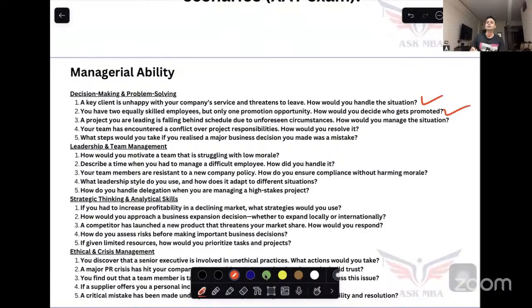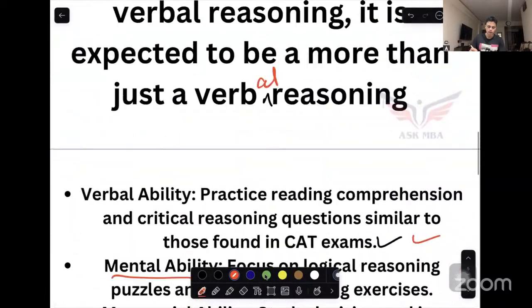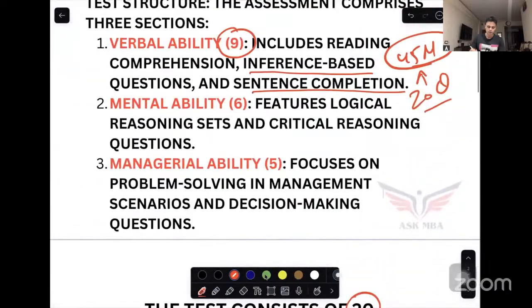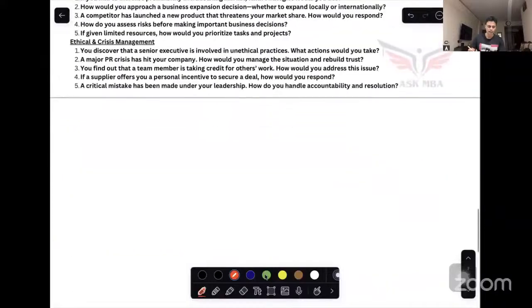Guys, I have taken these questions from AI. So you guys can take a screenshot of it, and you can think about what you can do in these scenarios, or what you might be doing. And of course, for your help, options are going to be given. I'm just trying to give you an example of what kind of questions you can anticipate in the managerial ability section, where you are going to get 5 questions. Here it is mentioned: mental ability, critical reasoning, verbal ability, is going to be just like the CAT examination.